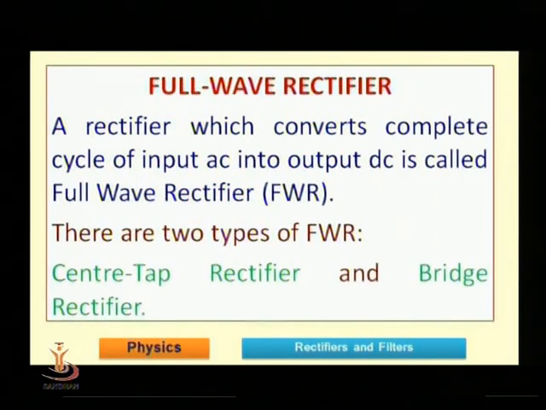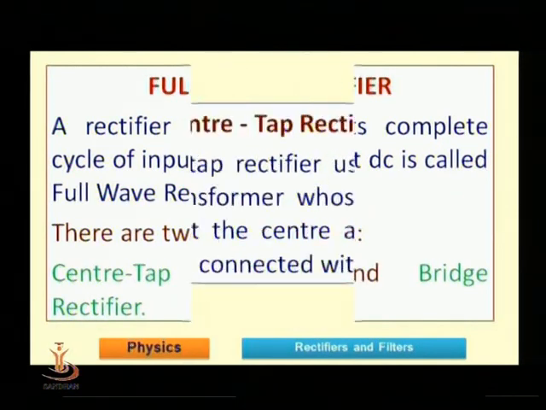Now comes the full wave rectifier. A full wave rectifier can be designed with the help of two different configurations. One is a center tap type of full wave rectifier, another is the bridge rectifier. One can use any configuration. Both techniques have their own advantages and disadvantages.